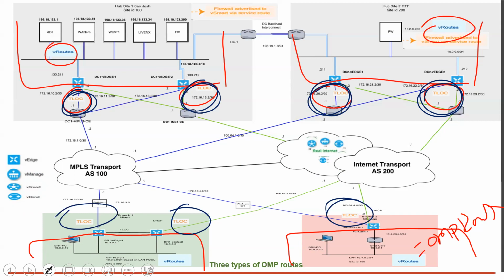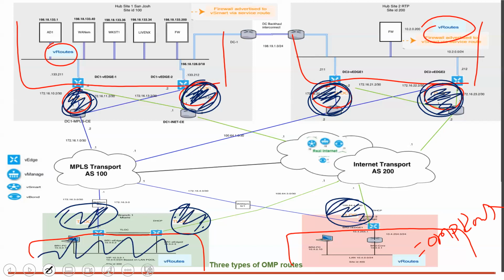That means OMP has two different types of routes. One is either Viptela routes, or service-side VPN routes, or OMP routes. The other one is nothing but the TLOC routes, right? TLOC routes, correct? Any doubt in this? Nothing, right?